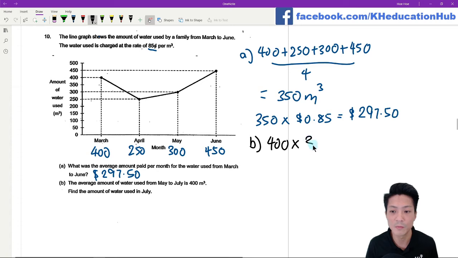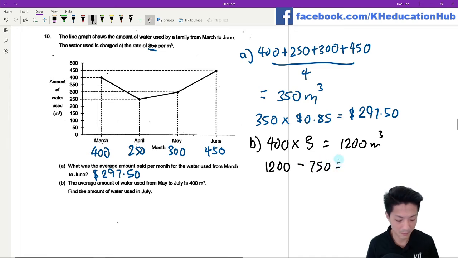May, June, July will be 3 months, so multiply by 3 will be 1,200 meter cube, and the total in May and June is 750, right? So I'm gonna use 1,200 minus 750, which is gonna give me 450 cubic meter. That is the amount of water used in July.